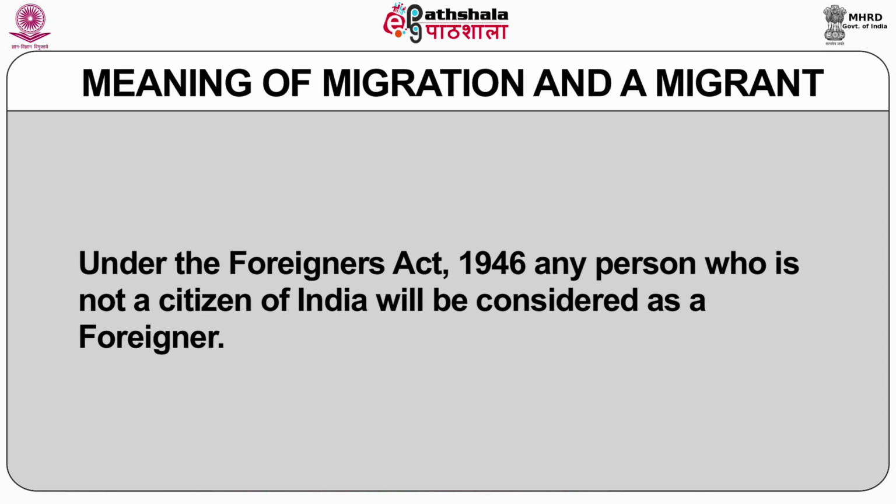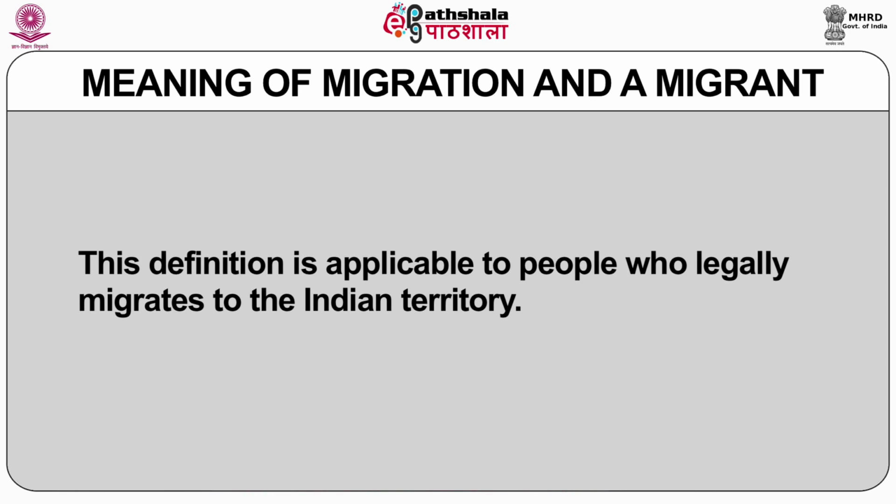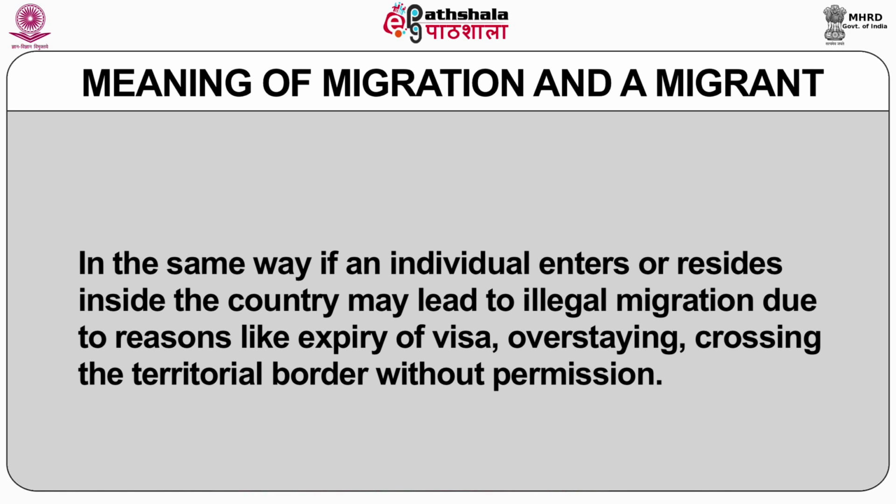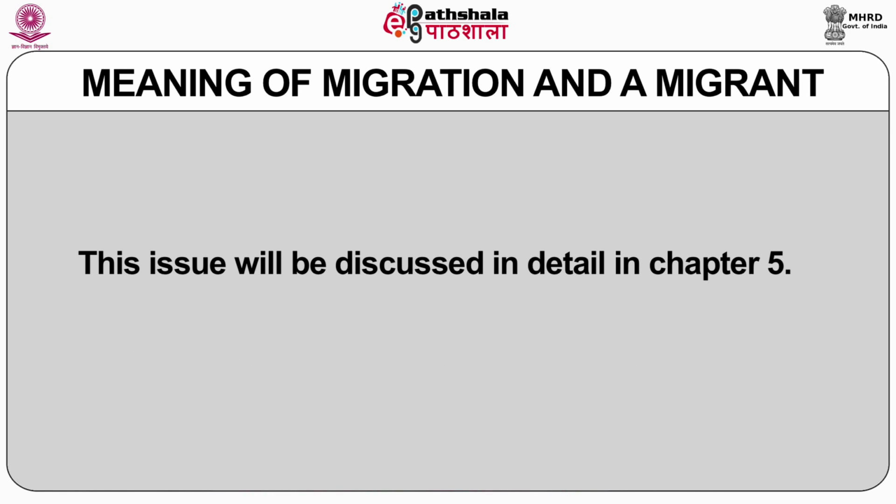Under the Foreigners Act 1946, any person who is not a citizen of India will be considered a foreigner. This definition is applicable to people who legally migrate to the Indian territory. In the same way, if an individual enters or resides inside the country, it may lead to illegal immigration due to reasons like expiry of visas, overstaying, or crossing the territorial border without permission. This issue will be discussed in detail in Chapter 5.